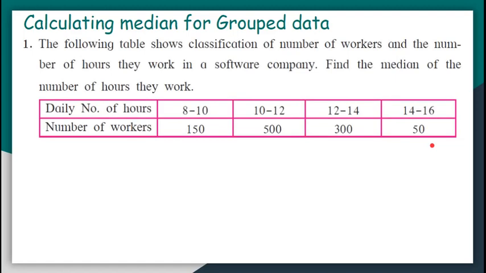Now moving ahead to calculating median for grouped data, let's understand this by solving a question. So pause the video, please write down the question. The question is showing the daily number of hours, that is 8 to 10 hours, 10 to 12 hours, 12 to 14, and how many workers are doing this much hours of work in a software company. So 150 workers are working for 8 to 10 hours, 500 workers are working for 10 to 12 hours, and so on is the meaning. You have to calculate the median number of hours they have put.